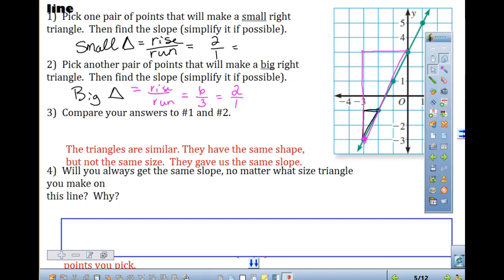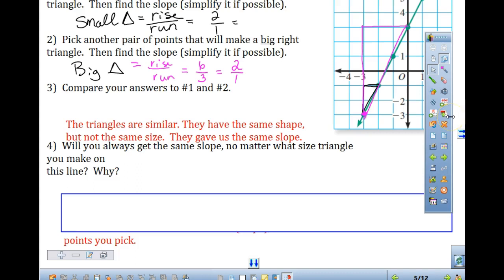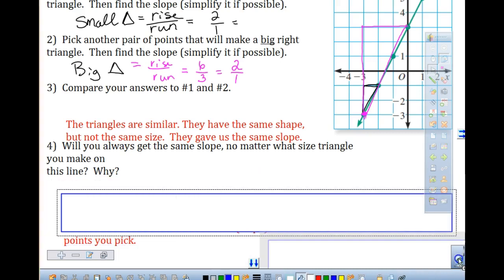They will give us the same slope. Now, you're going to see this question, the last 2 questions in your homework, go something like this, where I ask you to draw 2 right triangles. It says, will you always get the same slope no matter what size the triangles are on this line, and why?